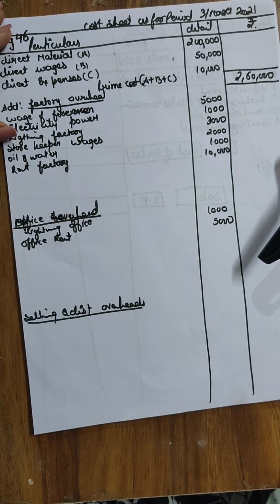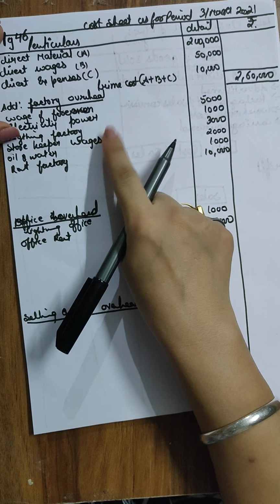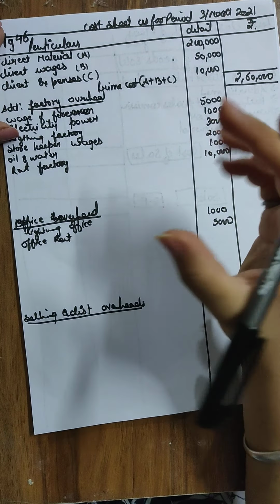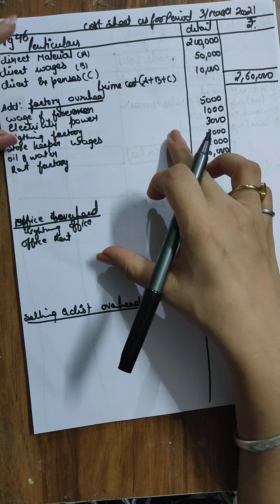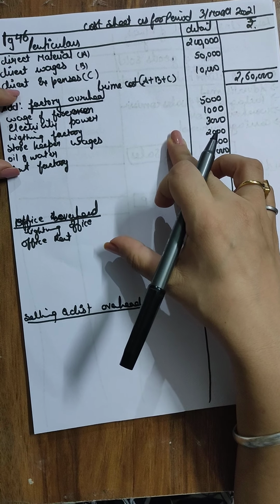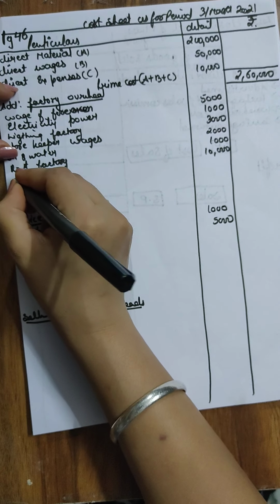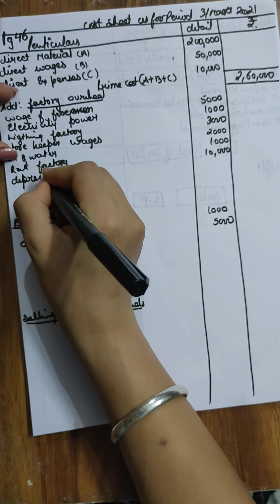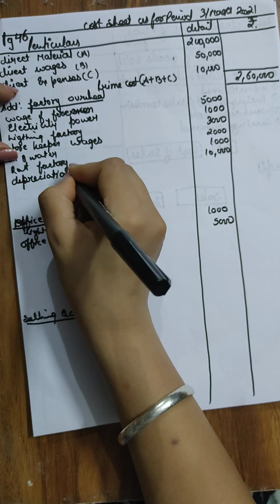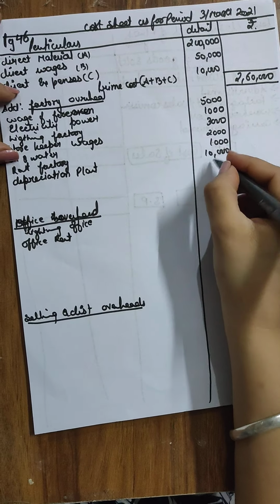Next is depreciation of plant. It will come under the factory overhead because our plant is associated with the factory. The plant is in the factory where the basic manufacturing happens. So the plant will come under the factory overheads. Over here I will be writing depreciation of plant. So it's amounting to 1000.